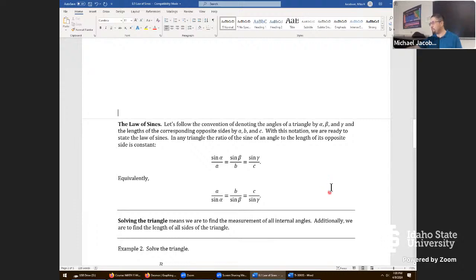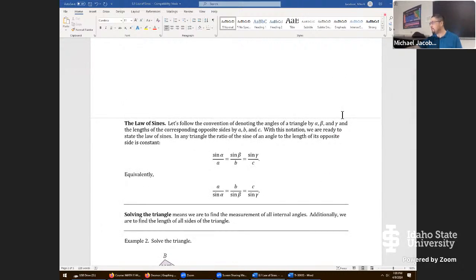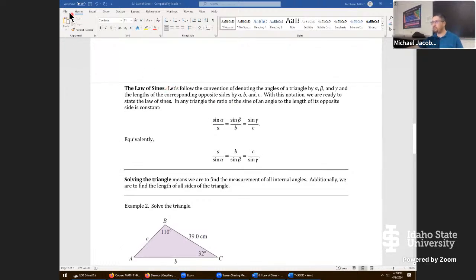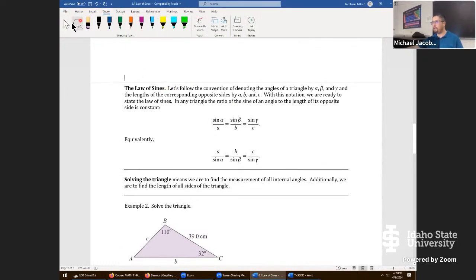Let's expand this out a little bit more. So for the law of sines, it starts by saying, let's follow the convention of denoting the angles of a triangle by alpha, beta, gamma, or we could go uppercase A, uppercase B, uppercase C if you prefer. Sometimes the book will actually do that in their exercises. The lengths of the corresponding opposite sides are a, b, and c. With all that said, what we need right away is that diagram. So let's place this right here.